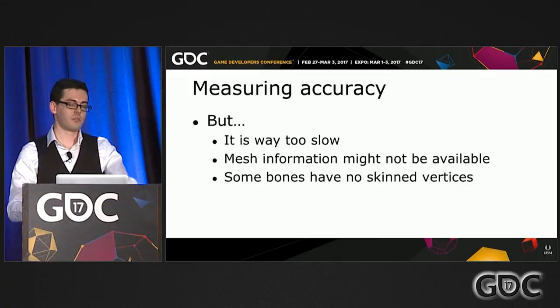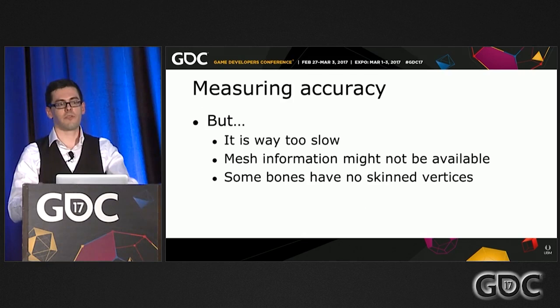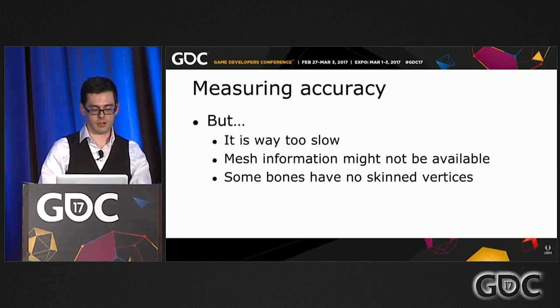Now, unfortunately, it's way too slow. A character might have 200 bones, but it could easily have 50,000 vertices or much more. The mesh information might not even be available in your animation compression pipeline at that point, and you might not even know the true mesh if you're doing mesh sharing between the skeletons. And of course, some bones don't even have any vertices that are skinned on them. IK bones, camera bones, or the root bones of the characters don't have any vertices that are directly skinned on them that we can use.